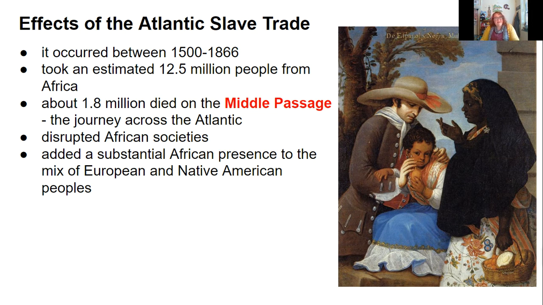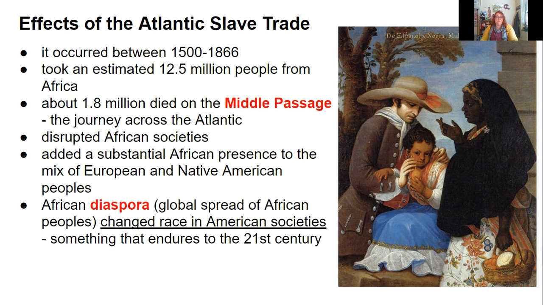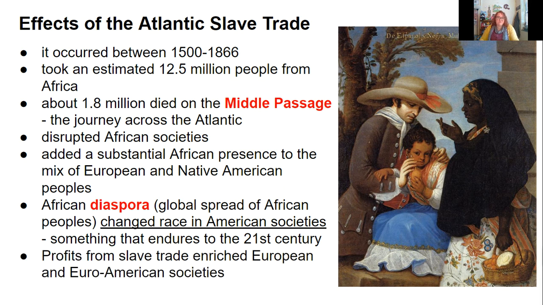This also added a substantial African presence to the mix of European and Native American peoples, as you've seen in the Las Castas system. And you have African diaspora, which is this global spread of African people, and it changed race in American society in a way that endures even to this day. It had a profound impact on the way race is viewed and race relations. And there was a huge amount of profit from the slave trade that just enriched Europeans and Euro-American societies.